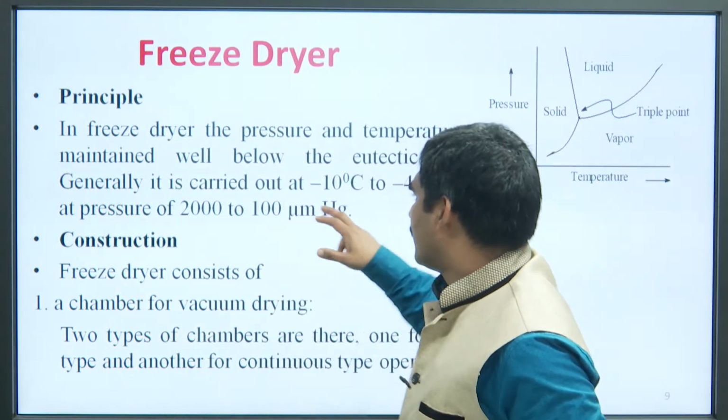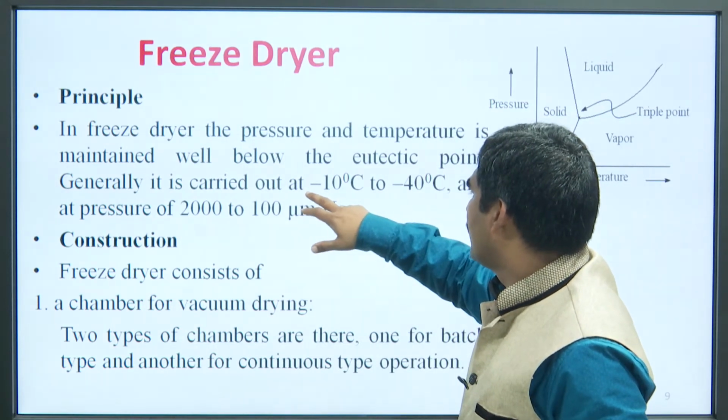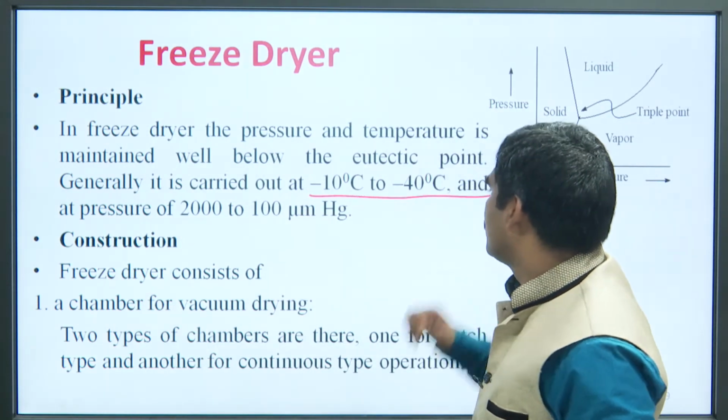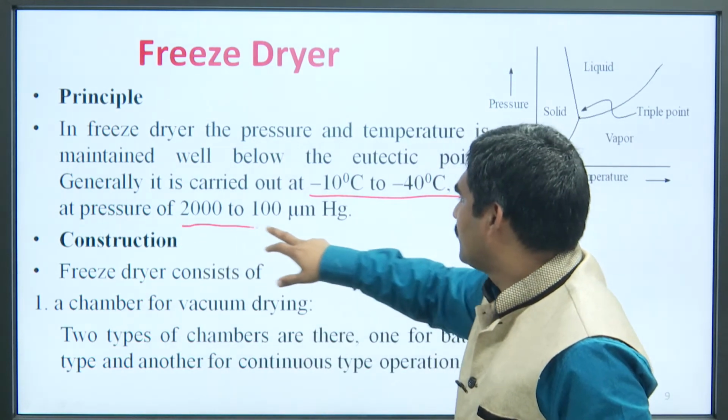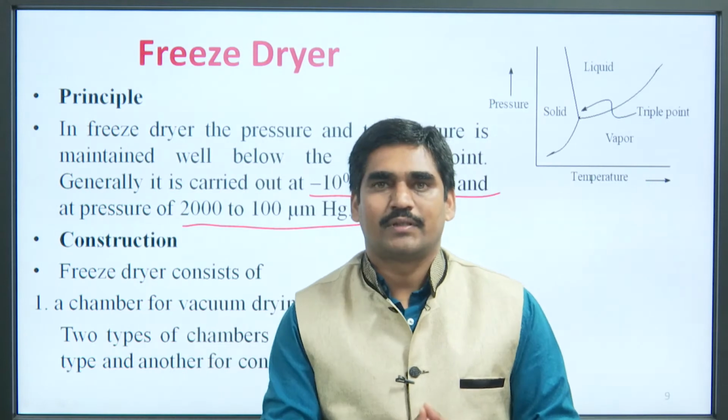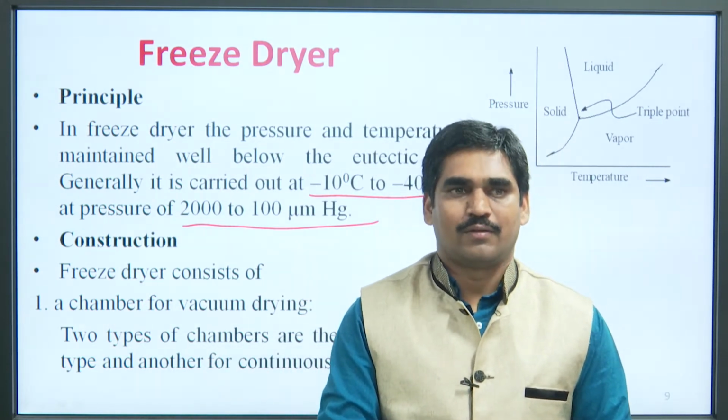The drying in this case is usually carried out at minus 10 degrees Celsius to minus 40 degrees Celsius at a pressure of 2200 micrometers of mercury.